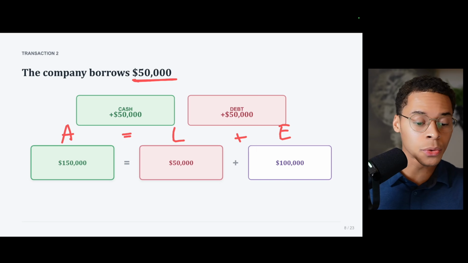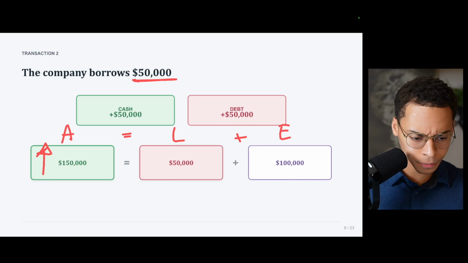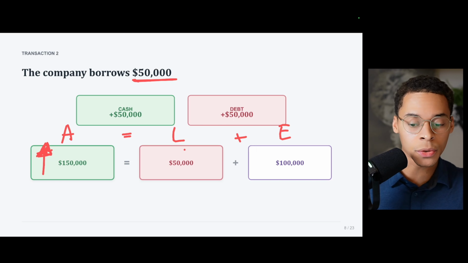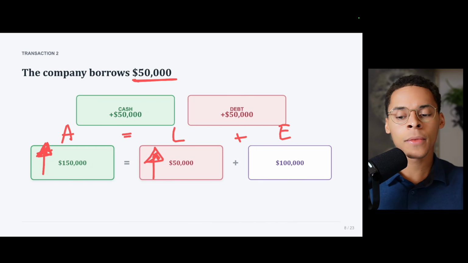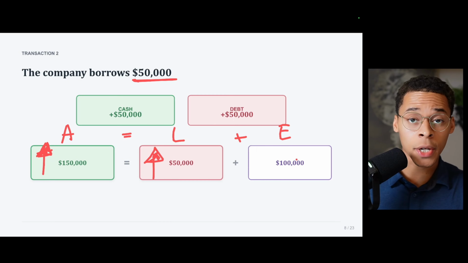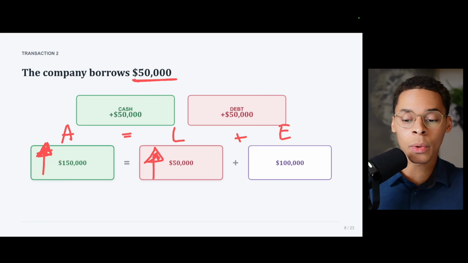Now cash, again, is going to increase because, of course, cash is an asset, so assets are going to increase. Liabilities are actually going to be affected here because the company is borrowing these resources, okay? So liabilities are going to increase by 50K. And then, of course, equity is going to remain the same. Equity is not going to change here, but we still have that $100,000 in equity from the previous transaction. Okay, so again, same pattern.